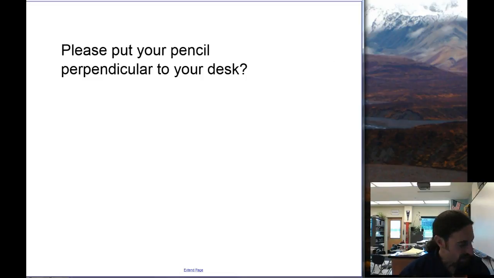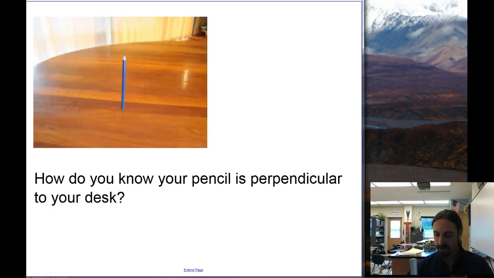So try this right now. Take your pencil, in my case I have a ruler, and put it perpendicular to your desk. So hopefully at this point you've got it balanced just right. Now how do you know your pencil is perpendicular to your desk? Well, if you take some kind of object that has a right angle on it, oh boy, can I balance a ruler on a piece of paper? I don't know, this could be trouble.